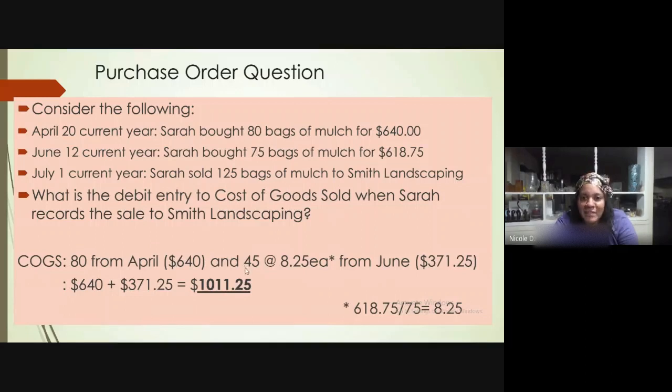Now I have to take 45 of the bags from the second purchase. I have to find the price per bag. So to do that, I put this little asterisk here. I take the $618.75 of the total and divide it by the number of bags, 75, and I got that it was $8.25 per bag. So I'm going to take that $8.25 here and multiply it by 45 to give me $371.25. I'm going to add this $371.25 to the $640, and that's going to give me a total of $1,011.25 as the debit to cost of goods sold. That's what we paid for it.